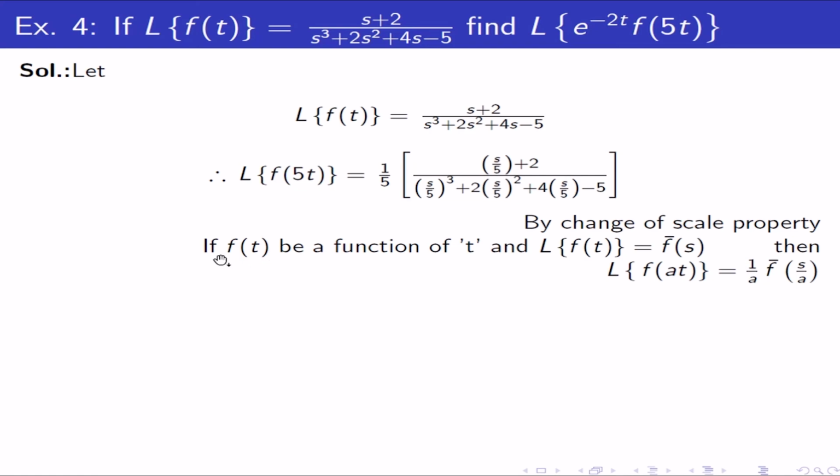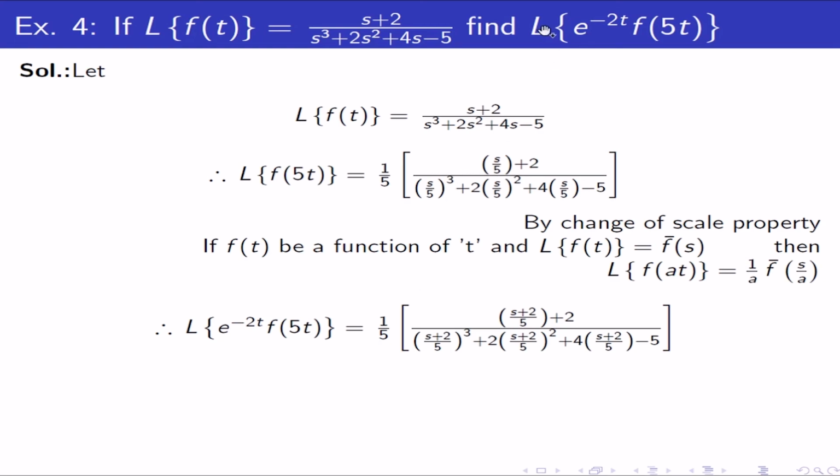So, by using the change of scale property here, the Laplace transform of f of at is equal to 1 upon a f bar of s by a. Hence, 1 by a, that is 1 by 5, and all s in this equation will be replaced by s by 5. So, s by 5 plus 2, over s by 5 raised to 3 plus 2 s by 5 raised to 2 plus 4 s by 5 minus 5. Here we found the Laplace transform of f of 5t.